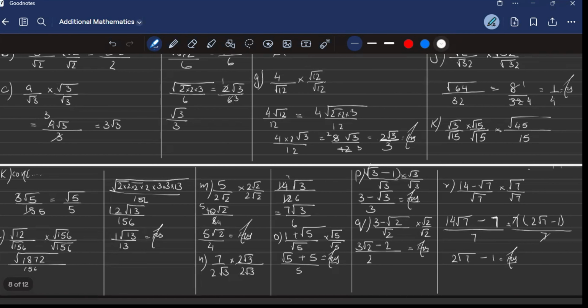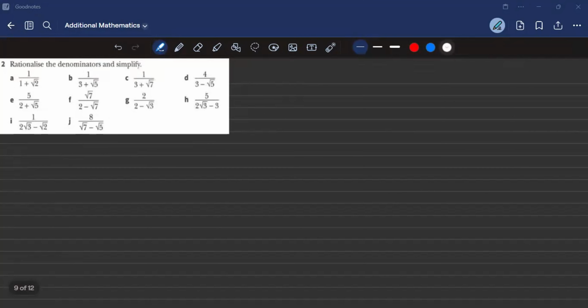That's it. Proceeding on to question number 2. In question number 2, it's again the same concept we discussed in the introductory lecture, and that's about conjugate surds. So basically, we have to rationalize the denominator and simplify it. And as we can see, we have an expression instead of a single surd term. So what we are going to do is rationalize this with the help of conjugate surds.